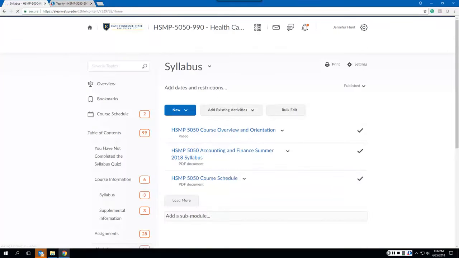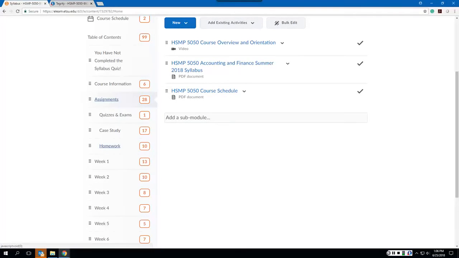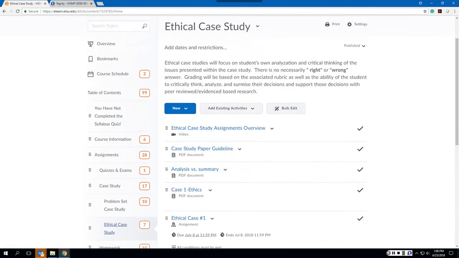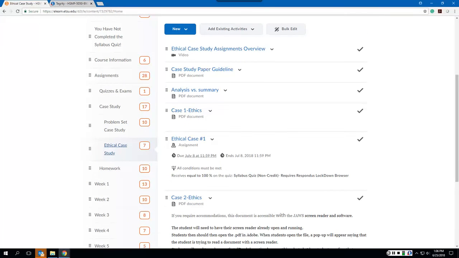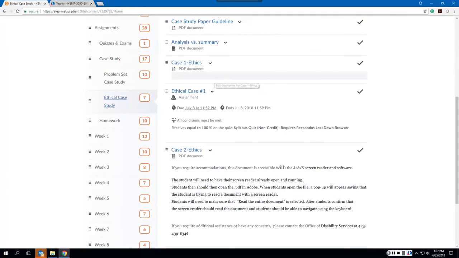Now, one note that I want to make real quick on the case study, let's go over to assignments, case study, and then scroll down to ethical case study. I want to make sure to note here, there is no necessarily right or wrong answer for this case study. This is basically you reading the scenario, taking in all the information, and then as the ultimate authority, that person at the top, how would you decide and how are you going to support your decision with some evidence-based research or peer-reviewed articles? I have recorded a video that you can watch that goes a little bit more in depth. There is a case study guideline for you to follow, and then your cases are linked up here.